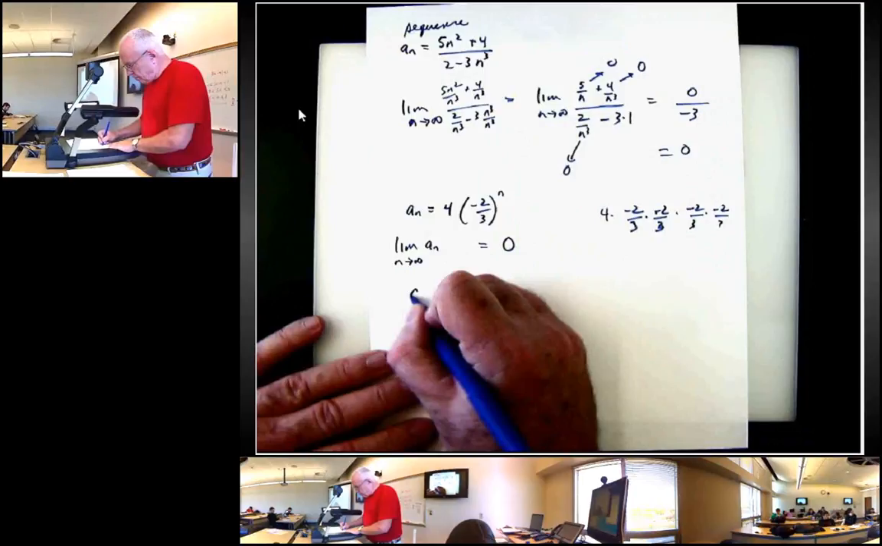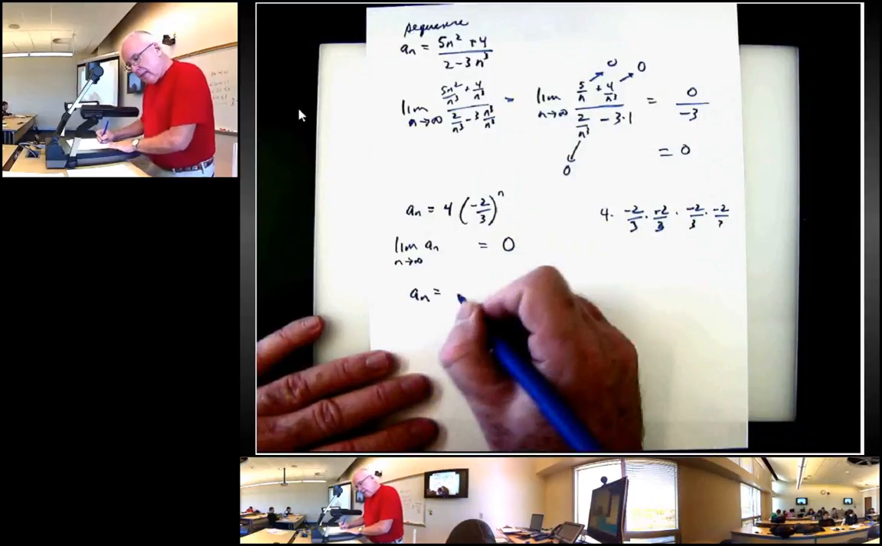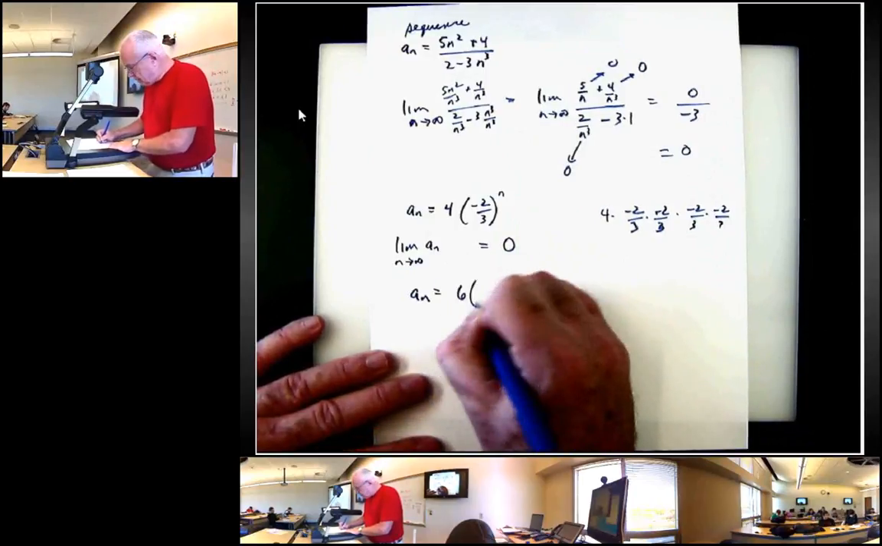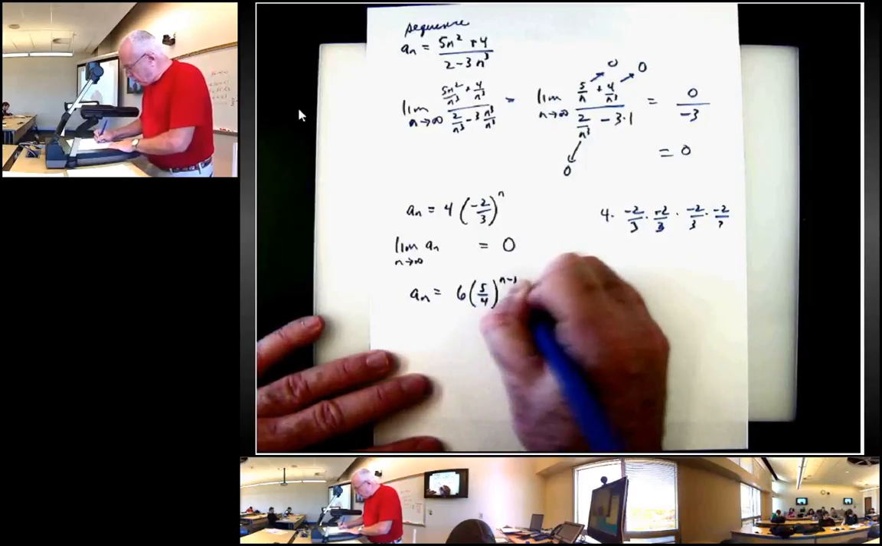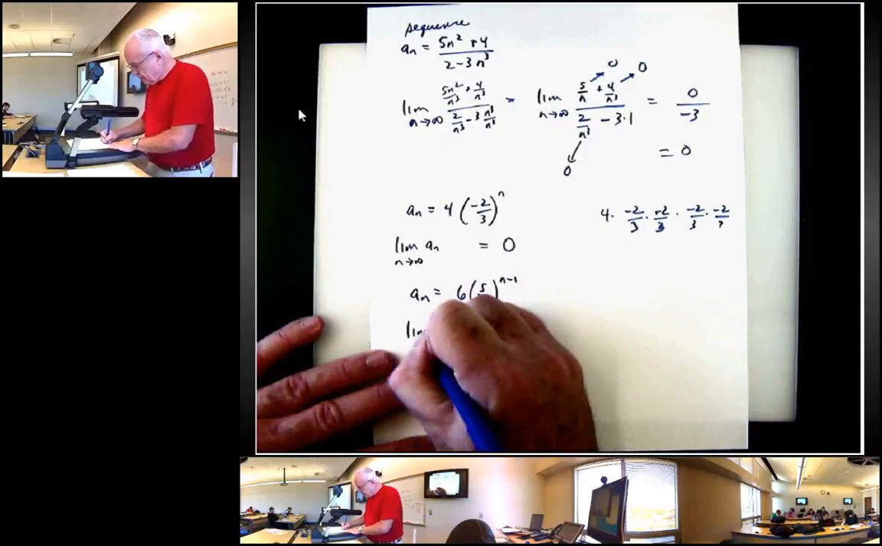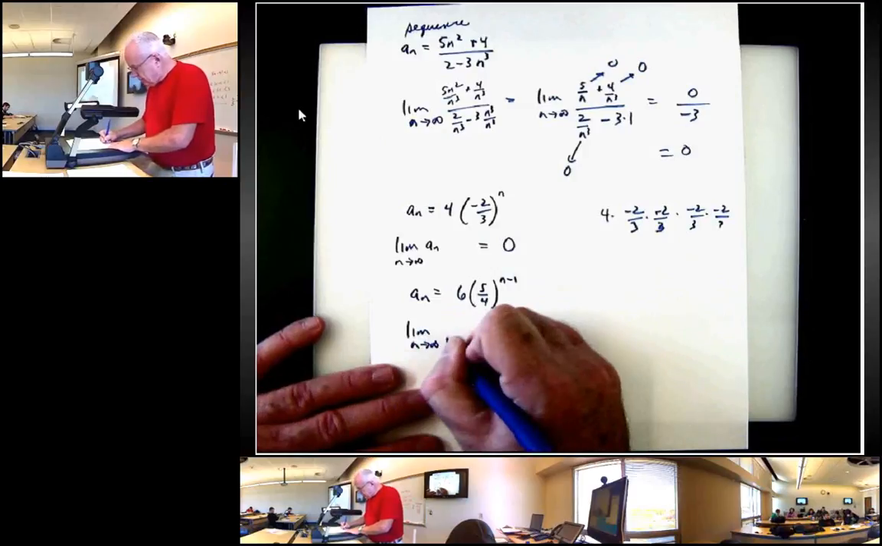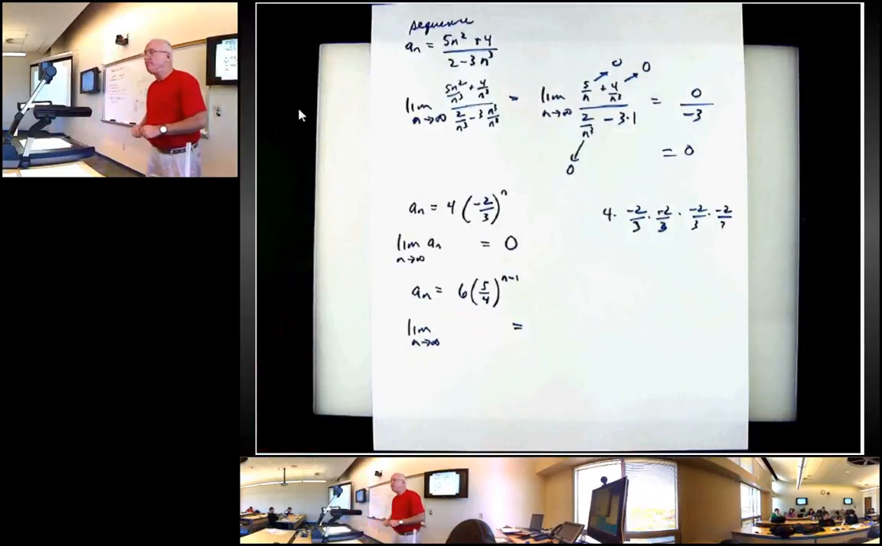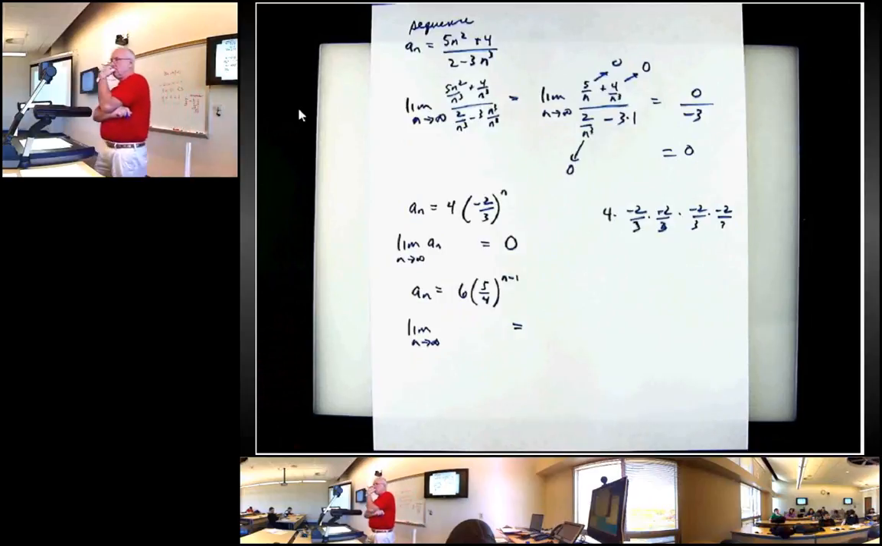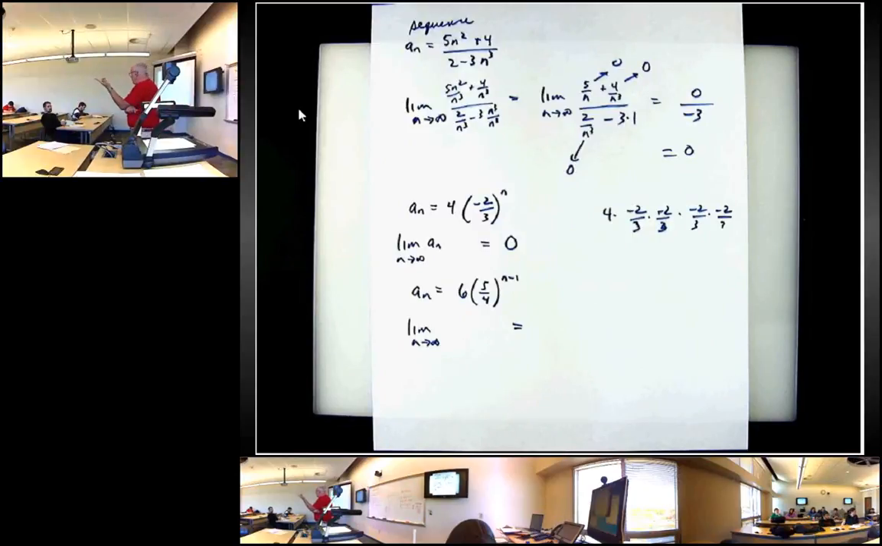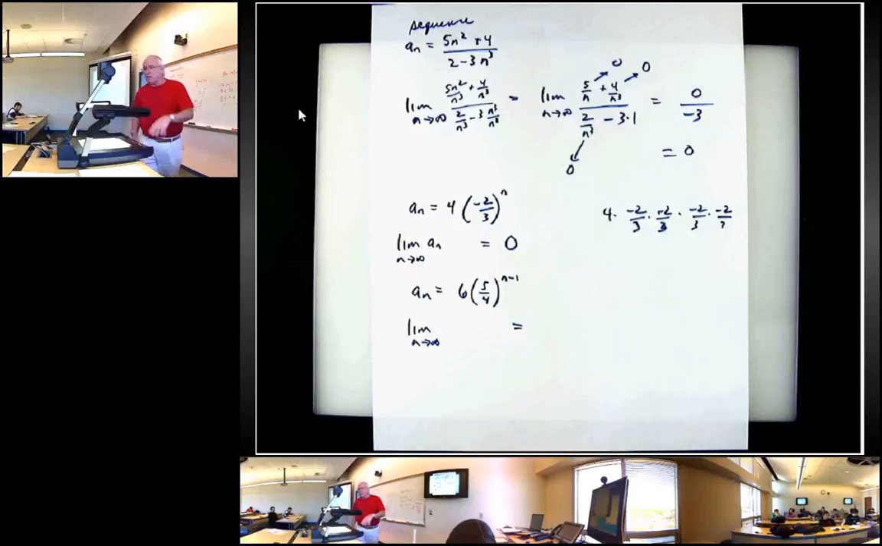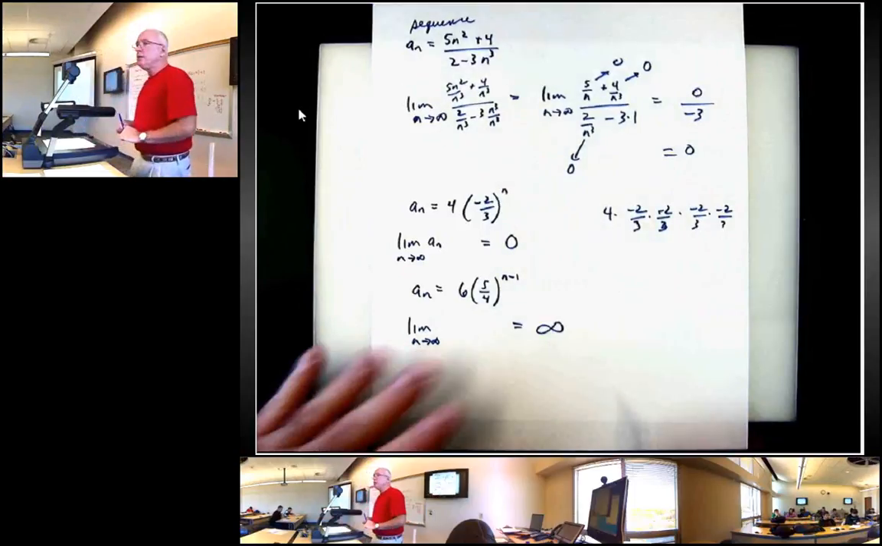But what about this one? And we'll stop with this one. Let's look at a sub n equals 6 times 5/4 to the n minus 1 power. And we want to look at the limit of this as n goes to infinity. Now we have 5/4. Is 5/4 smaller than 1 or bigger than 1? Bigger than 1. So we keep multiplying it by something that's bigger than 1. So where do you think this thing is headed? Infinity, right. It's just going to keep getting bigger and bigger. So the limit there is just going to be infinity.